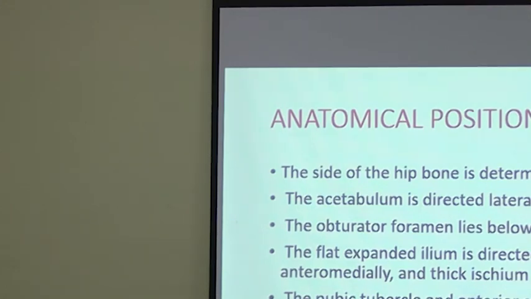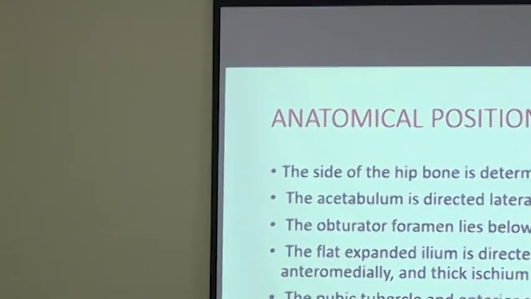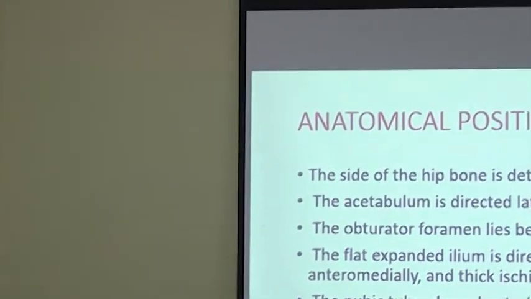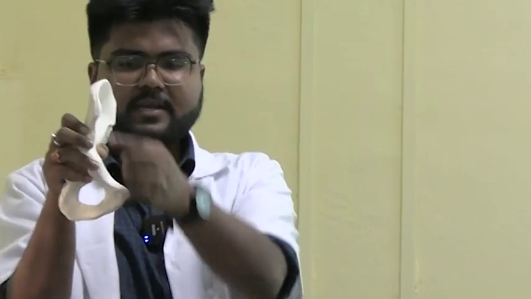You can see here this line: the pubic tubercle and the anterior superior iliac spine are present in the same coronal plane. This means, here you can see this is the anterior superior iliac spine, and this is called the pubic tubercle. The anterior superior iliac spine and pubic tubercle are present in the same coronal plane. This is the meaning of this line.